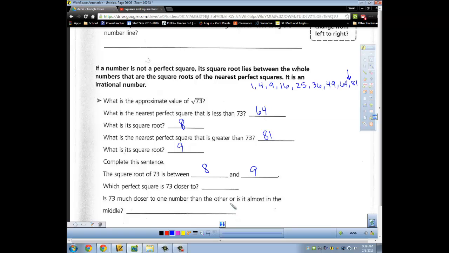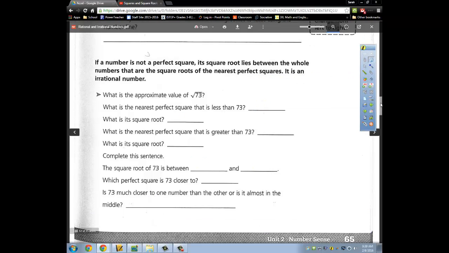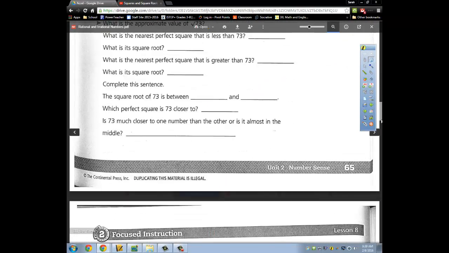The number 73 is closer to 81 than it is to 64. So, is 73 much closer to one number than the other, or is it almost in the middle? This is almost in the middle. It's pretty close to being in the middle of 64 and 81. Okay, and this continues on to the next page just a little bit.